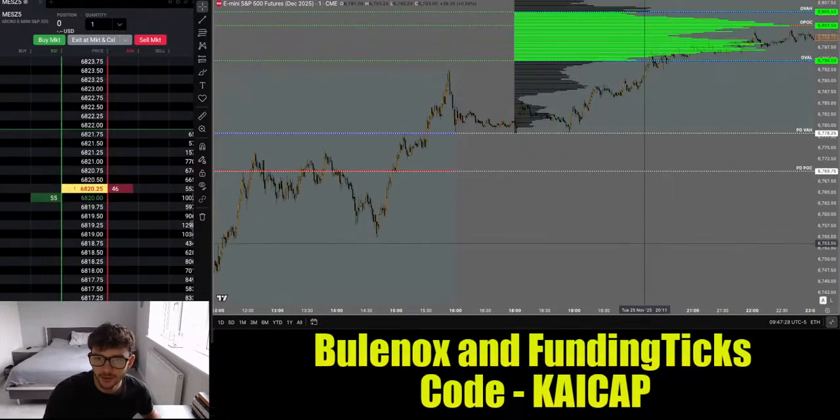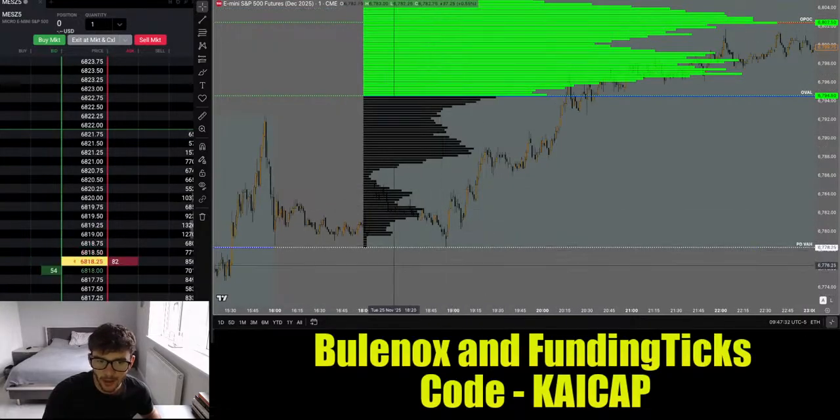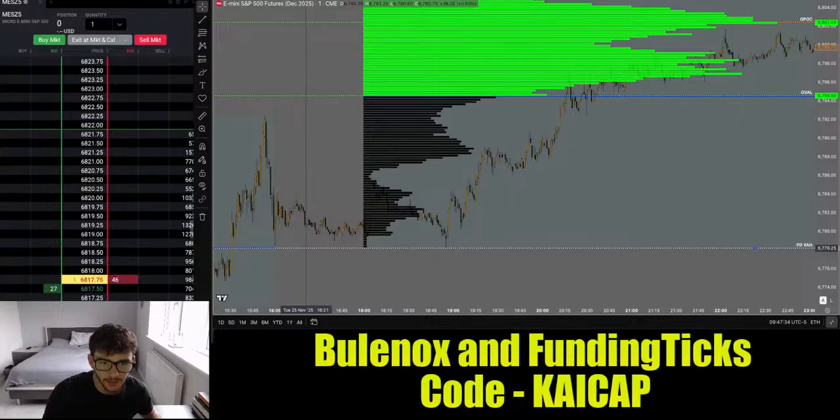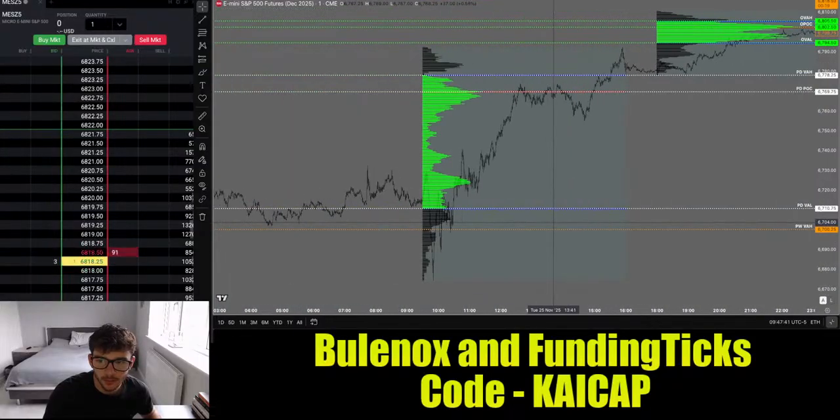Look at that, very early in the Asian session, it bounced right off of previous day's value area high. And then, yeah, ran away. Ran away.